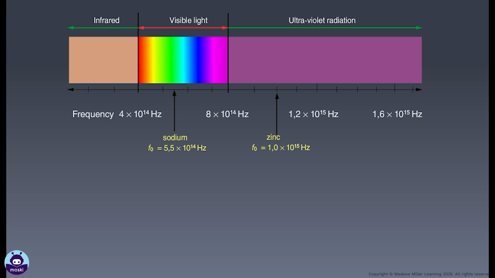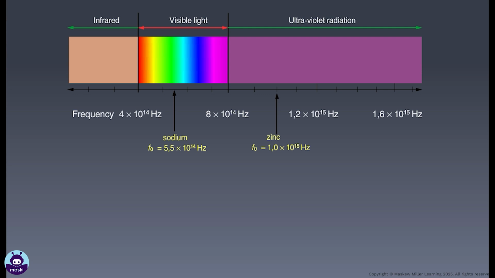This minimum frequency is specific for each metal. For example, sodium metal has its cutoff frequency in the visible part of the electromagnetic spectrum, green, whereas zinc metal has its cutoff frequency in the ultraviolet part of the electromagnetic spectrum.